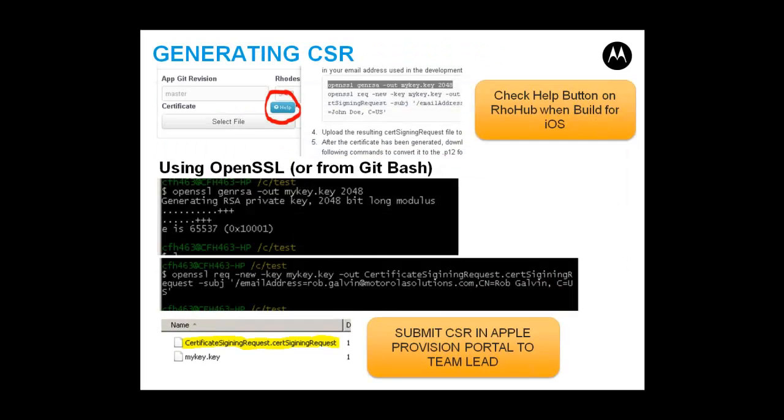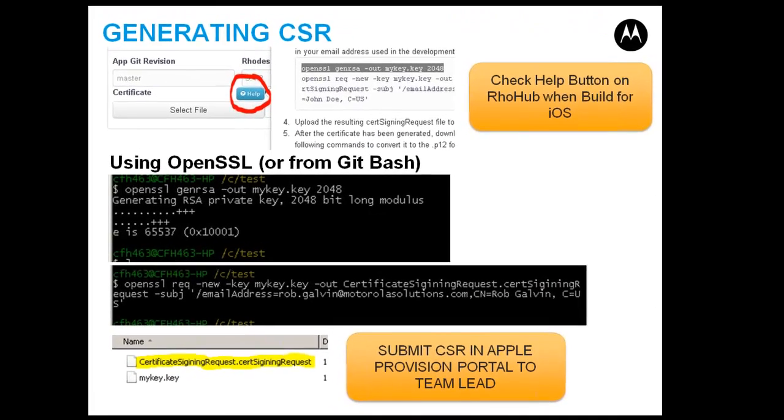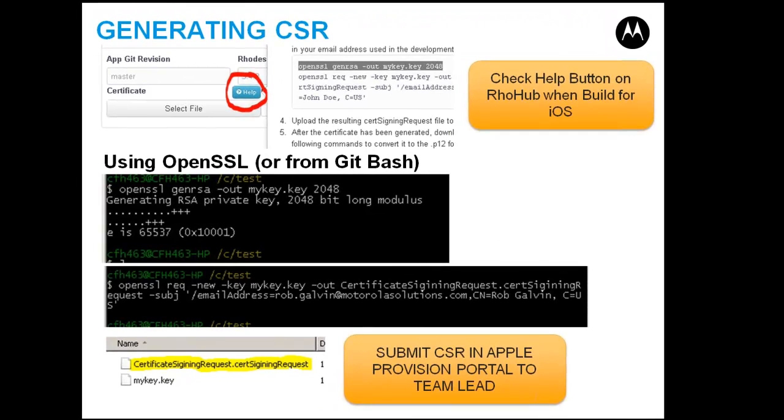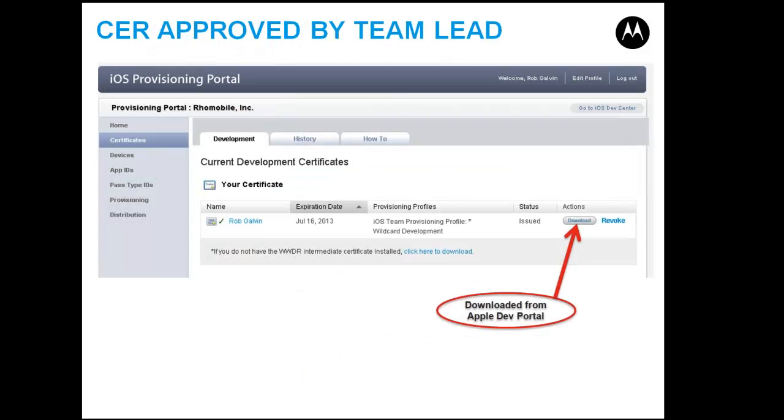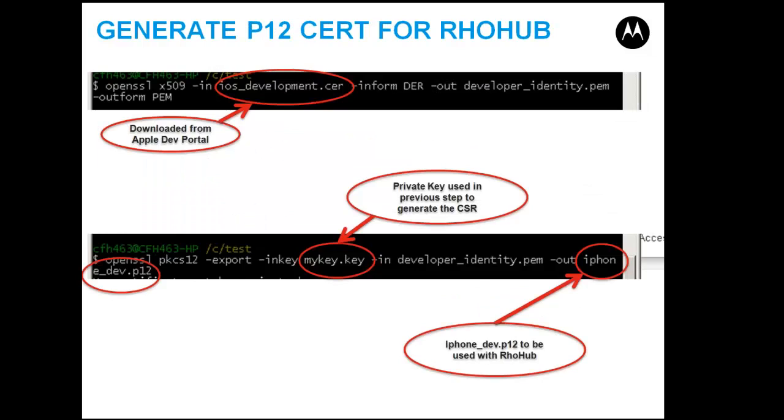And this is all in the slide. So this goes through the information again. Again, you generate the CSR. You submit that CSR. You create that self-signing certificate request. Submit it to your team lead. Okay. This is all done through the Apple provisioning portal. Your team lead approves it and gives you your developer certificate. That's step number 1.